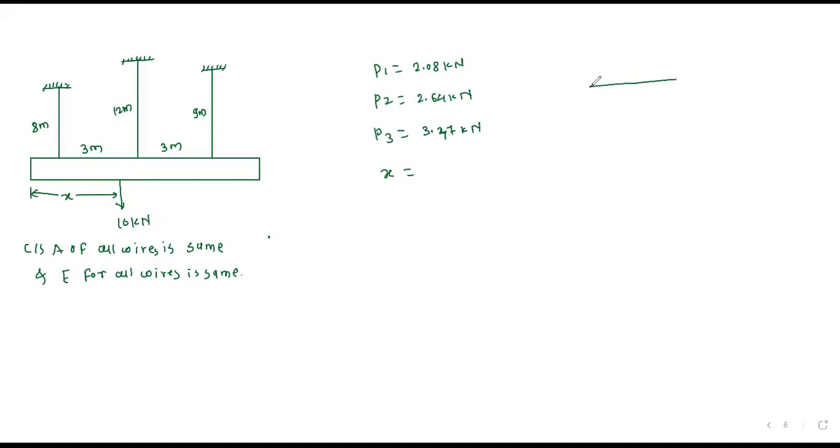So for that, this is the free body diagram. For finding out x, this is the free body diagram. Here P3, this is P2 and this is P1. Suppose this is point A, point B and point C. This distance is 3 meter, this distance is 3 meter. Suppose we assume here P and this distance is X meter.